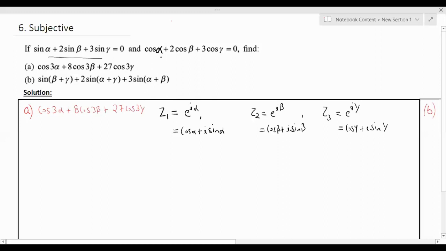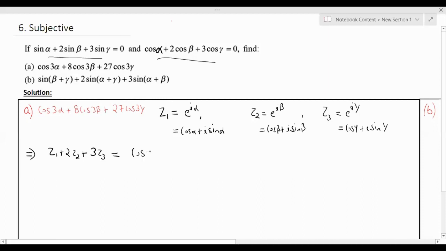This is very critical information. Observe this: alpha's coefficient is 1, beta's coefficient is 2, and gamma's coefficient is 3. So accordingly, I'm going to consider the term Z1 plus 2Z2 plus 3Z3. Observe this term very carefully. Anyway, it's going to be a complex number, so I'm going to rewrite it as separated real part and imaginary part.